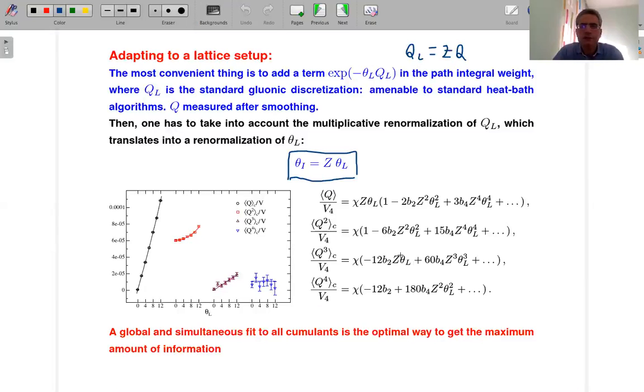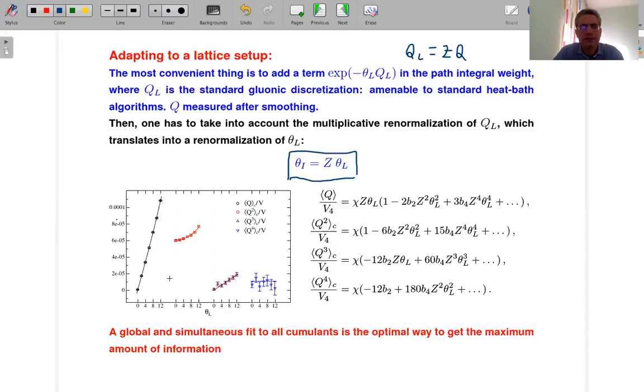Okay, then you can measure these quantities, and this is an example. You have here the expectation values at the same time of q squared, q to the cube, and q to the fourth, the connected expectation values divided by the volume.